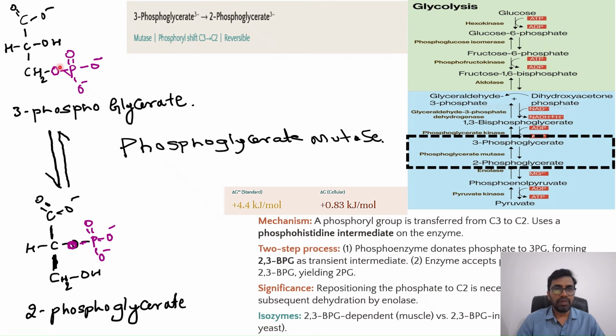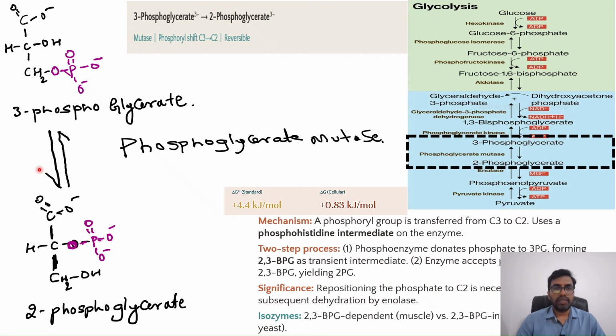If you see here, this is 3-phosphoglycerate, which has a phosphate group at carbon number 3. The phosphoglycerate mutase takes up that phosphate group and adds it onto carbon number 2 to yield 2-phosphoglycerate.